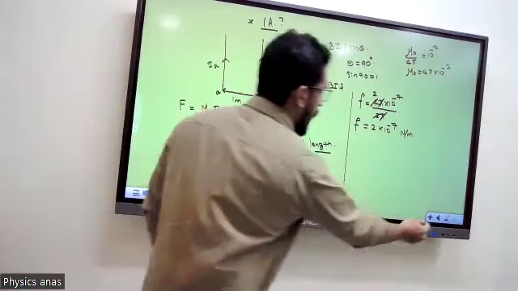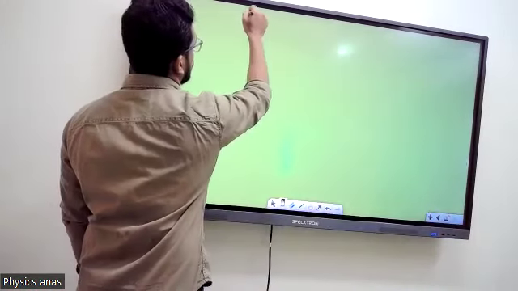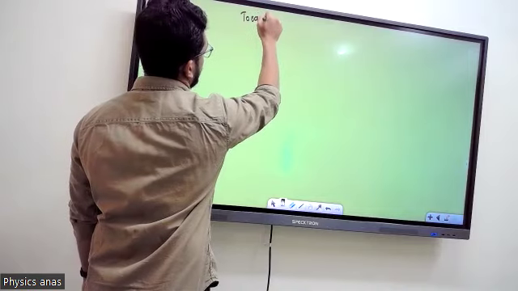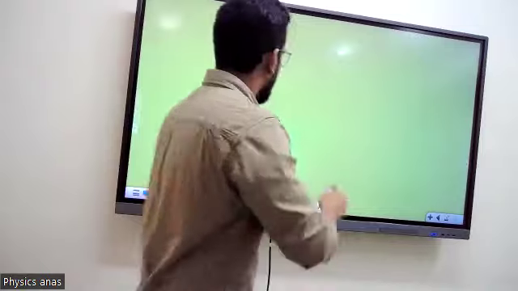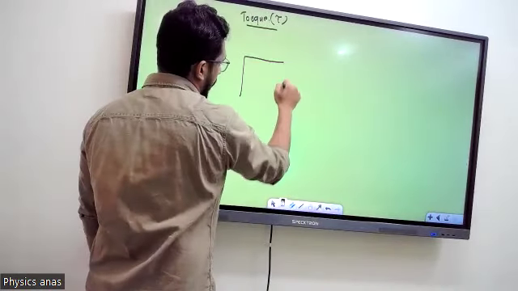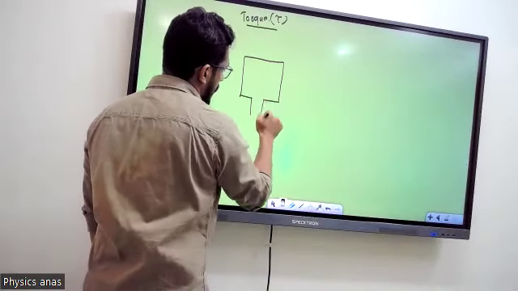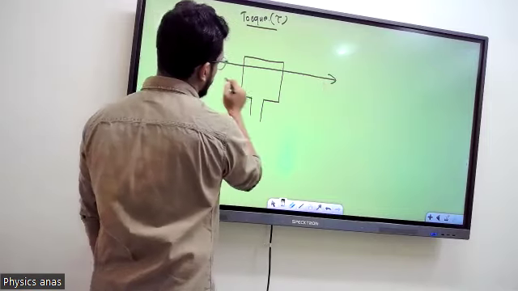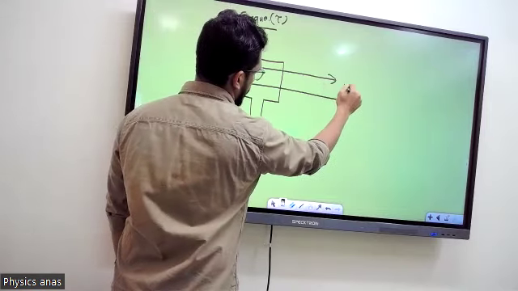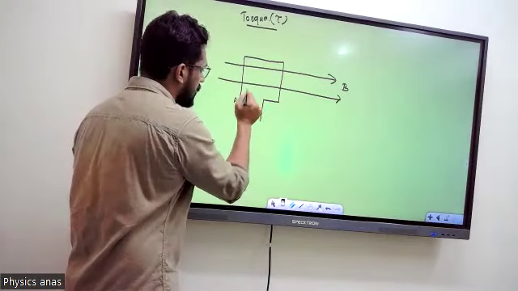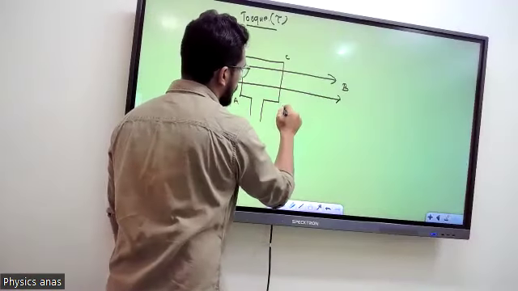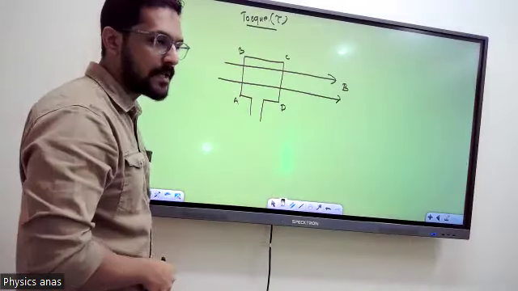Okay. Now we have to see the equation for torque. This is a current carrying conductor in a uniform magnetic field, and I am naming it A, B, C, D.